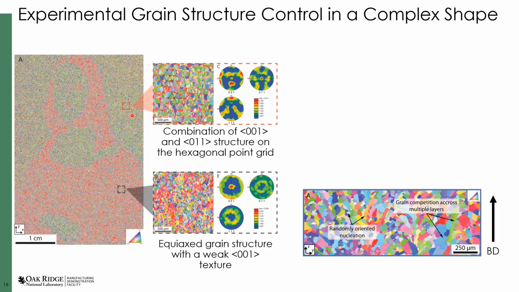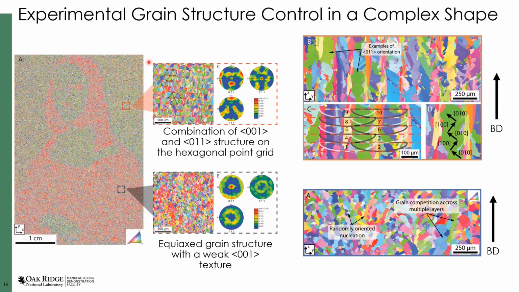If we take a look at this outer region, it's a little bit more complicated. It turns out that we've got two textures that are stacked on top of one another. One is a fiber texture that's located at the center of the melt pools, and the other one is a 011 type texture that has this hexagonal pattern that's actually related to the grid of these spot melts that we ended up using for this scan path.